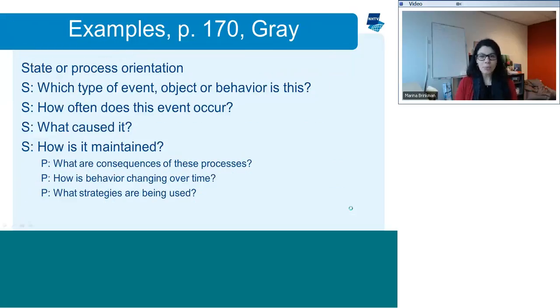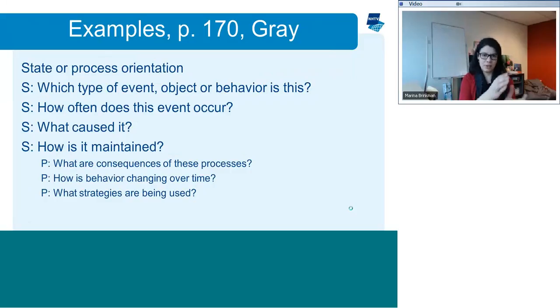More examples related to qualitative questions, this time from Gray. I find this distinction also very helpful. So besides the verbs that you can or cannot use and the way you can start formulating your questions, he also says that in qualitative types of studies we can adopt either a state orientation or a process orientation, meaning are we interested in what is, or are we interested in how something came to be?